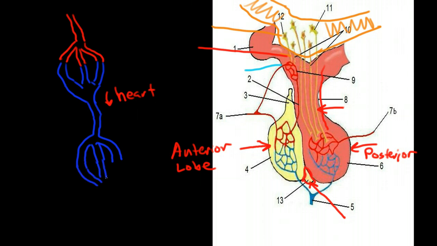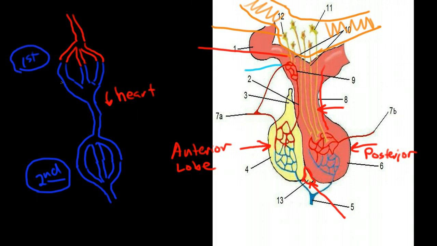Okay. Now that happens, as far as I'm aware, only in two places in the body. It happens in the anterior lobe of the pituitary gland, and it happens in the liver. So we have a first capillary bed and a second capillary bed. Actually, I think it happens in the kidneys as well, but it's a little bit of a different situation in the kidneys.